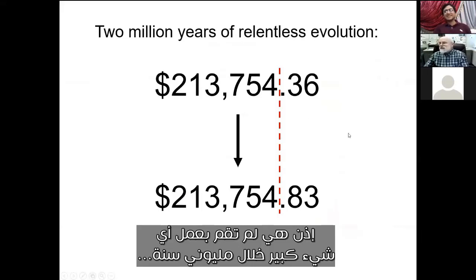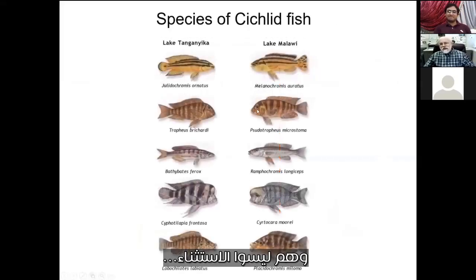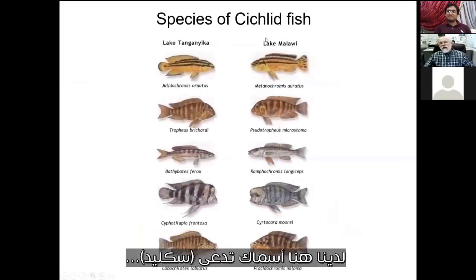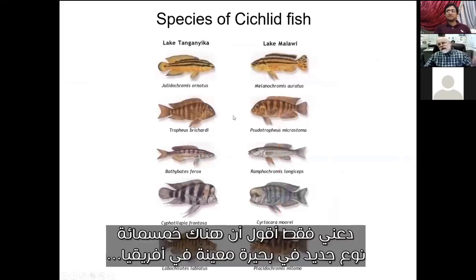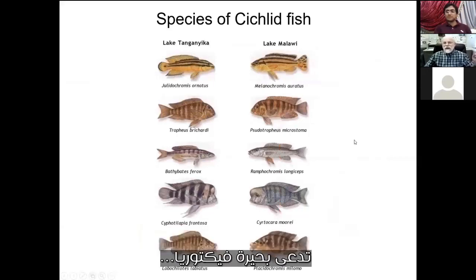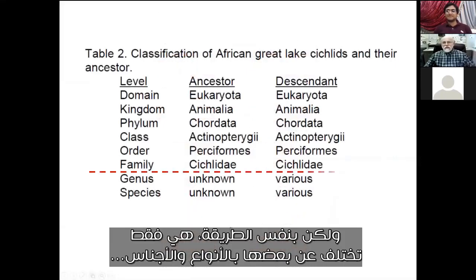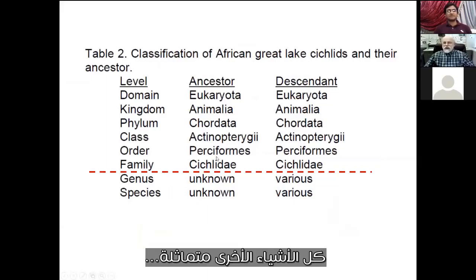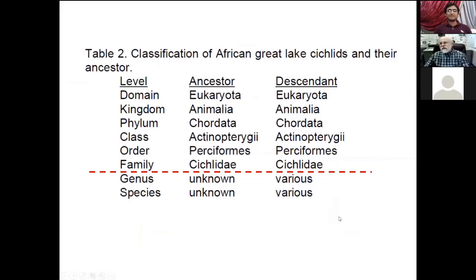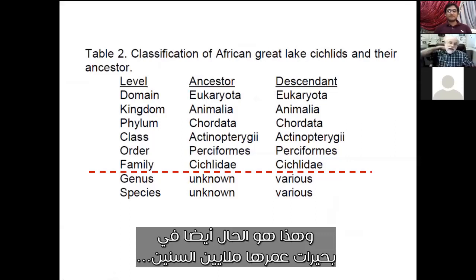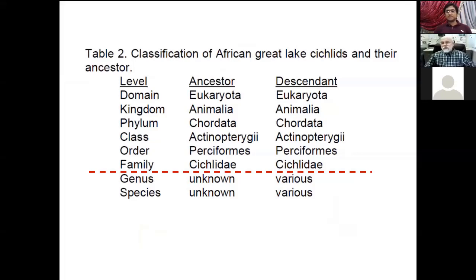So it hasn't done much of anything, and that's over 2 million years, and they're not the exception. Here there are fish called cichlids, and let me just say that there are 500 new species in a particular lake in Africa called Lake Victoria. But in the same way, they only differ from each other in species and genus. All the other things are the same. And this is also the case in lakes that are millions of years old.